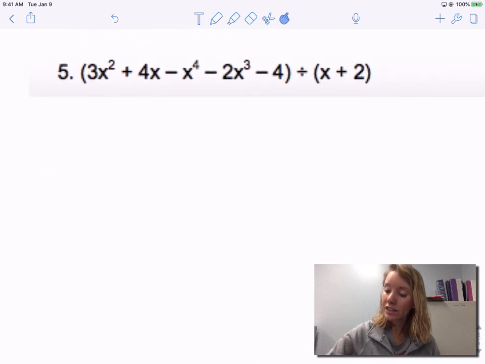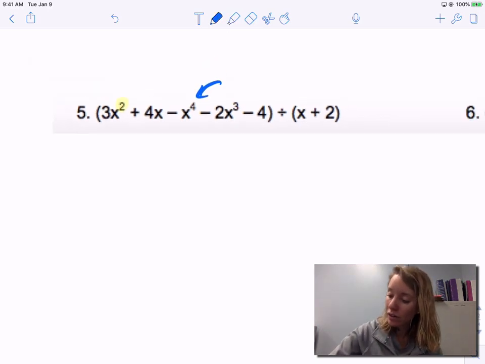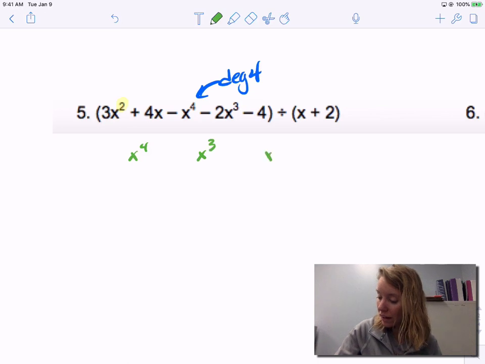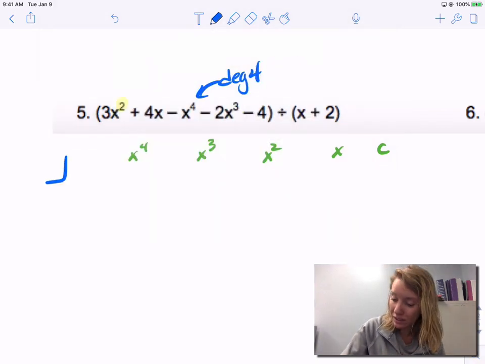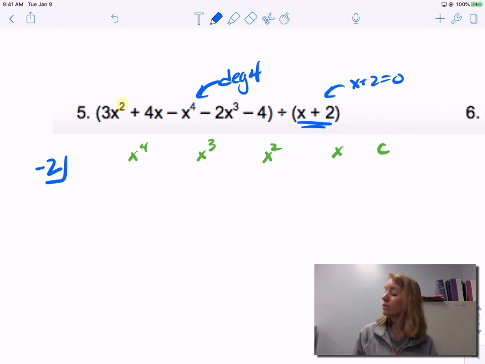Number 5 is interesting because notice it looks like maybe it's a degree 2 polynomial, but the highest power is actually a 4. So because the highest power is actually a 4, this is a degree 4. This is where writing your x to the 4th, x to the 3rd, x squared, x, and constant can help you keep things lined up. Okay, so I know I'm going to have a box number. Specifically, it's whatever makes this 0. So x plus 2 equals 0 means that x is equal to negative 2.